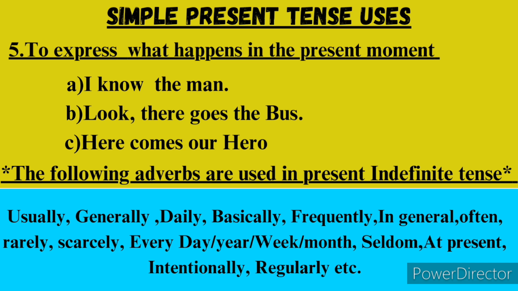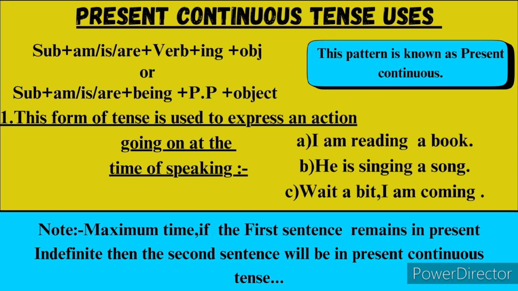Simple present tense, number 5. To express what happens in the present moment, like I know the man, look, there goes the bus, here comes our hero. The following adverbs are used in the present indefinite tense: usually, generally, daily, basically, frequently, in general, often, rarely, scarcely, every day, year, week, month, seldom, at present, intentionally, regularly, etc.